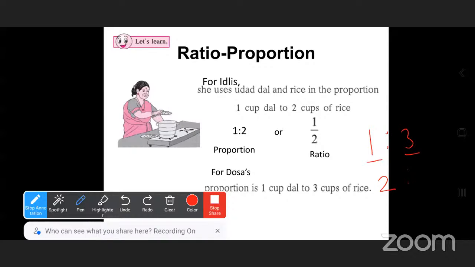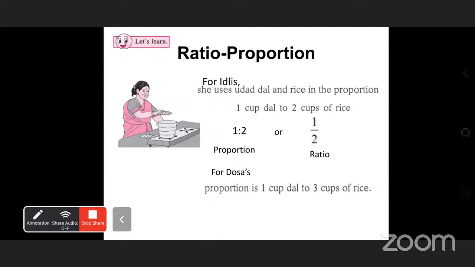3 times the rice, right? For 1 cup, if you're using 3 cups, then for 2 cups it will be 3 times, that is rice. Okay, so that is how proportion is used in our day-to-day life.